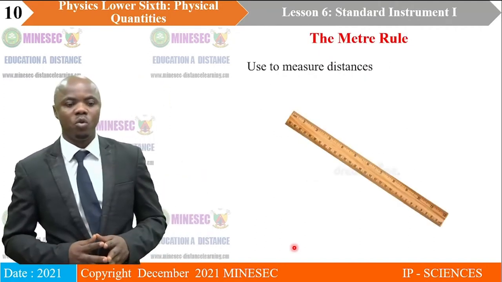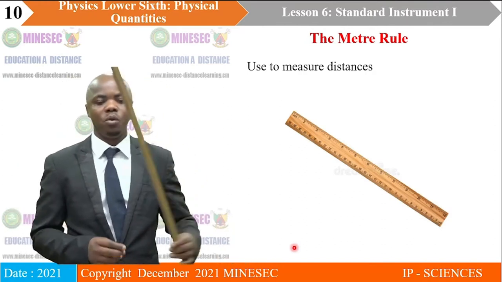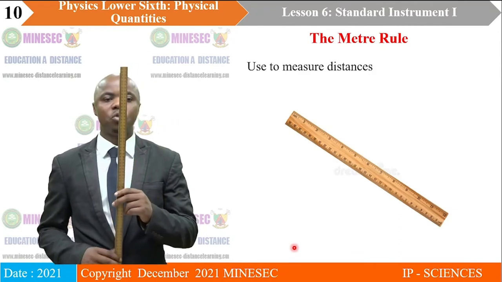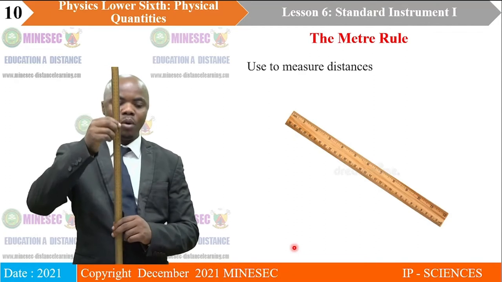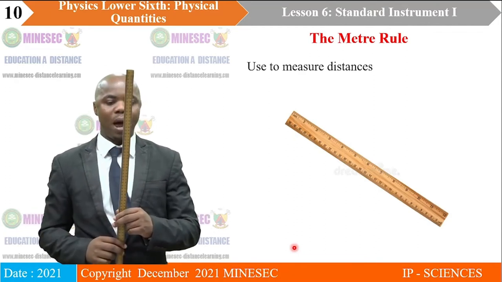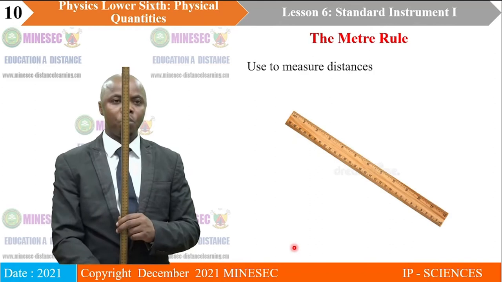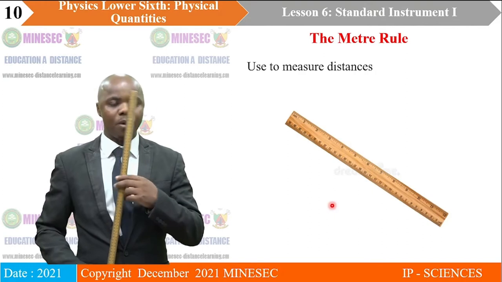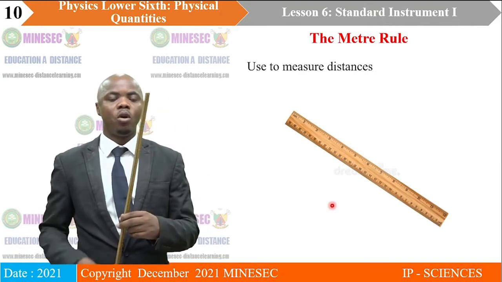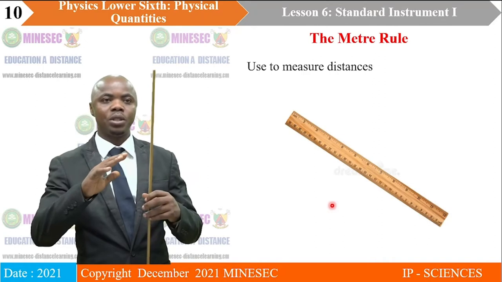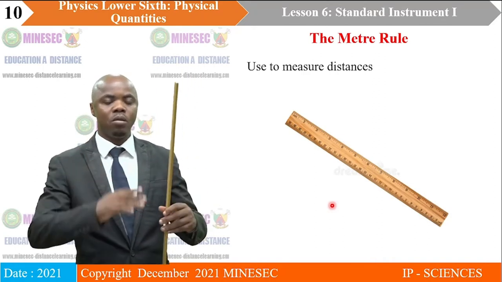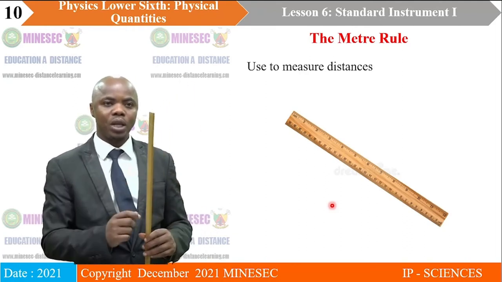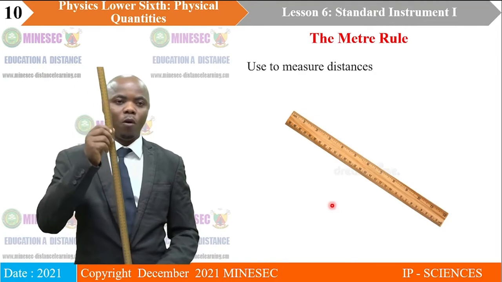The first instrument we'll see is the metal rule. It is used to measure distances. This is a simple laboratory metal rule found in our labs. And when we talk about distances, I can measure my height, I can measure the length of a table, I can measure so many types of distances. So distances, just a generalized name for different types: length, width, height, radius, diameter, all of these are distances. So the meter rule is used to measure distances.